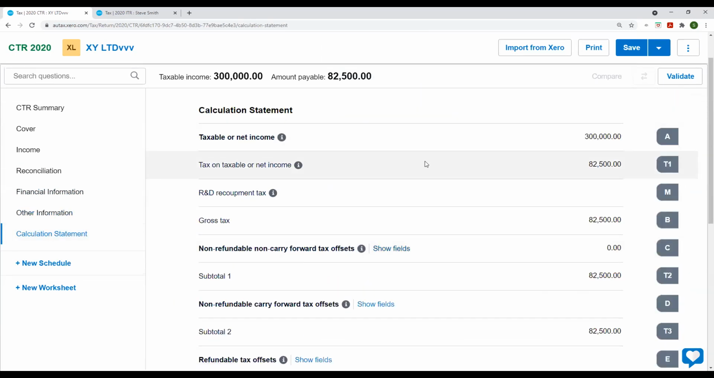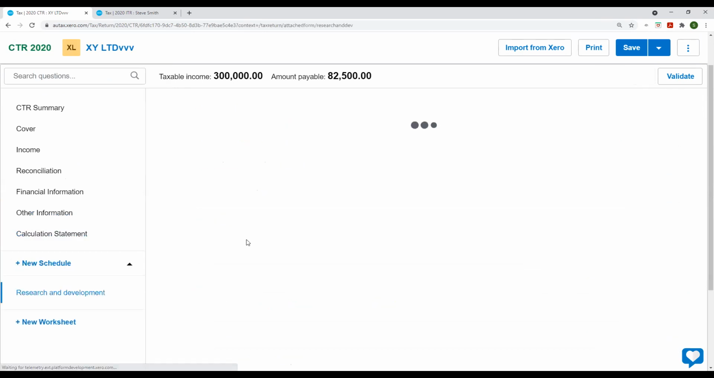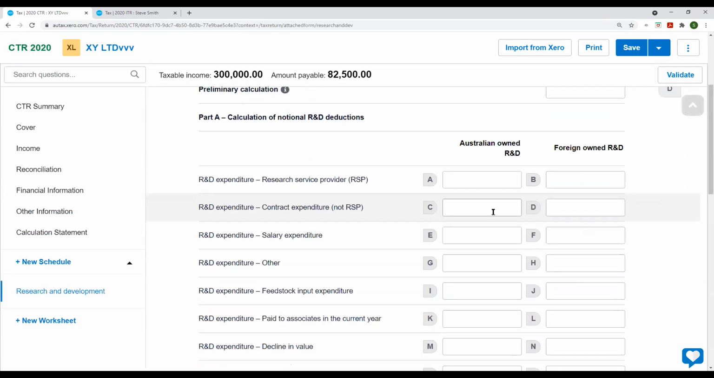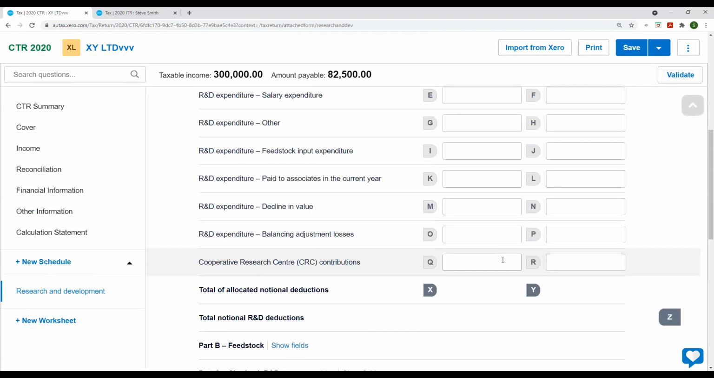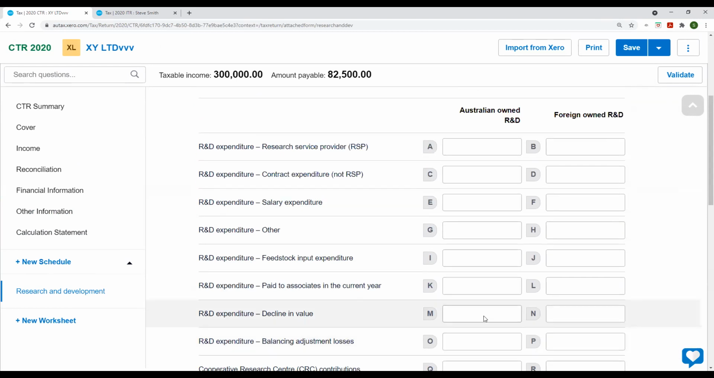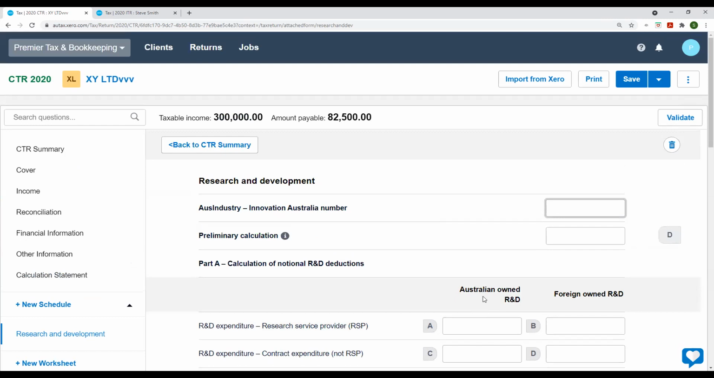This is the calculation sheet. If you want to do R&D expenses, you can go to that new schedule and click research and development, and you can work out all the information, accounting profit, and everything we discussed. When you enter, it will automatically calculate your R&D offset, based on whether you are a large business or a smaller business entity. So that's it with the company tax returns, and we will go back to our slides again.